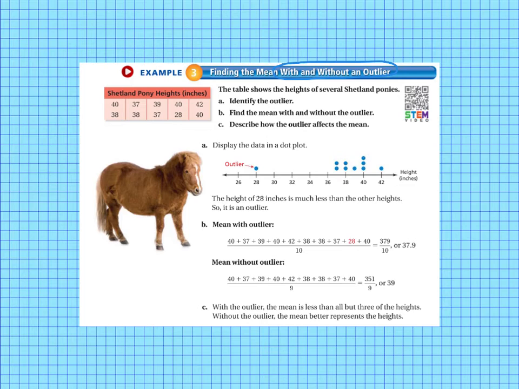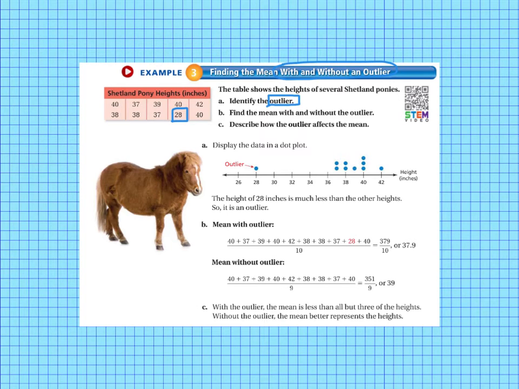If you look at these Shetland pony heights, it says the table shows the heights of several Shetland ponies. You can look at this cute little guy, he's a Shetland pony. You'll see that most of them are around 40 inches. But then you've got this one little dude who is only 28 inches tall. We don't know why he's so short. That's not the question. But the issue is that he's an outlier.